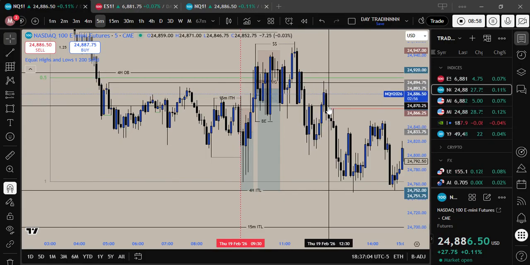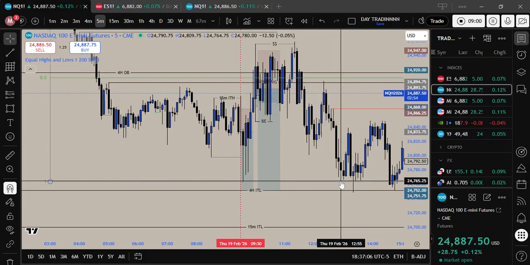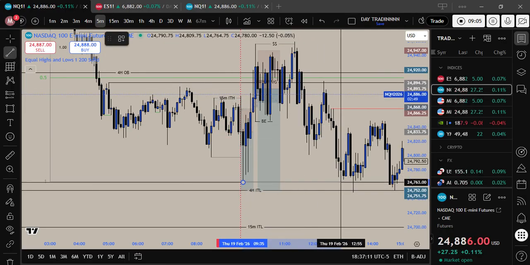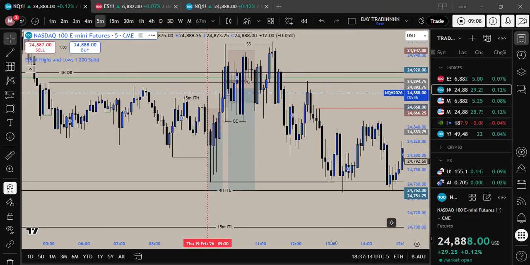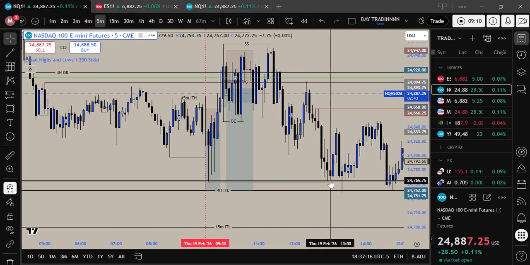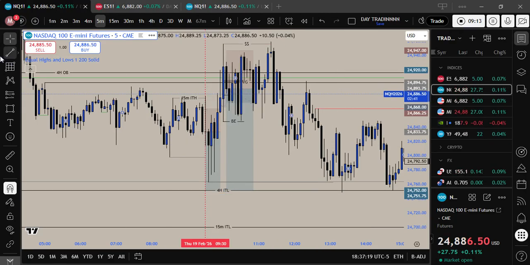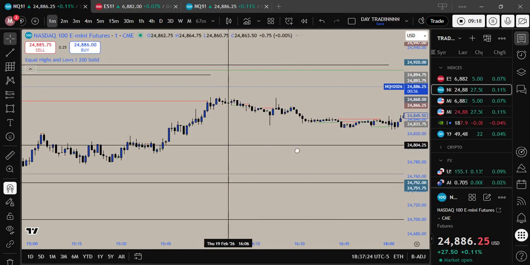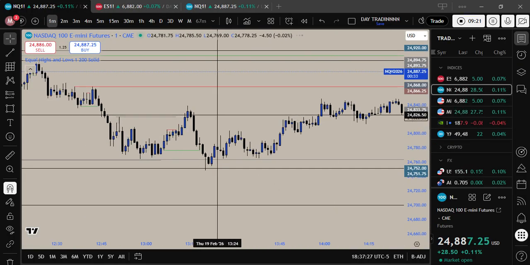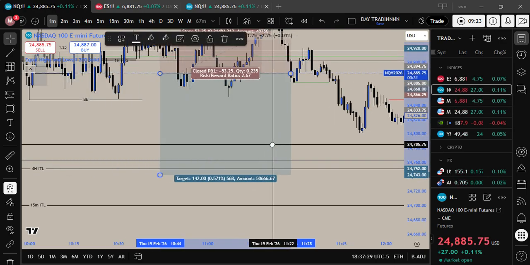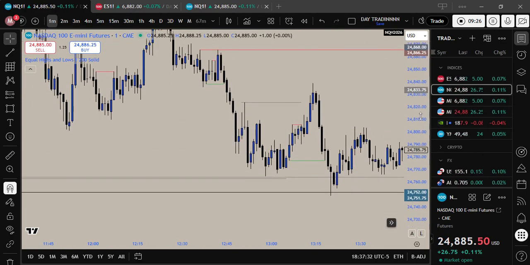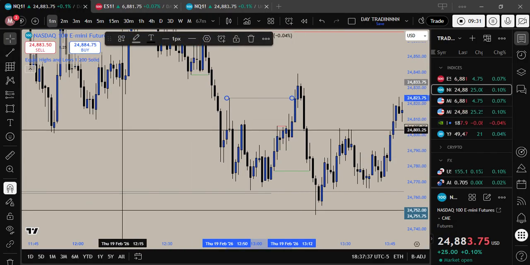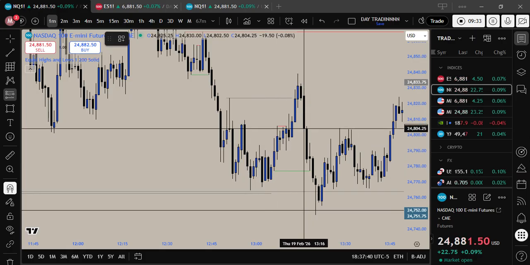Then we came back down, we edged the low, and we also edged New York AM low. So when I saw this, I was like, I want to take shorts. I saw this 5 minute gap right here, and I took another short. We had the relative equal lows and the 4 hour intermediate term level, and this was a beautiful short right here.